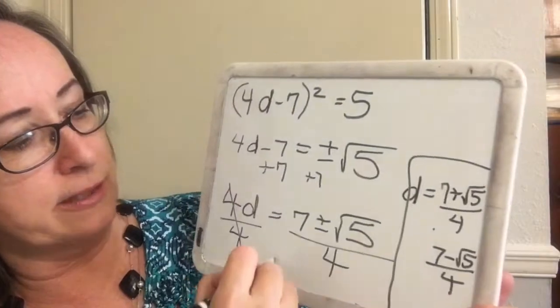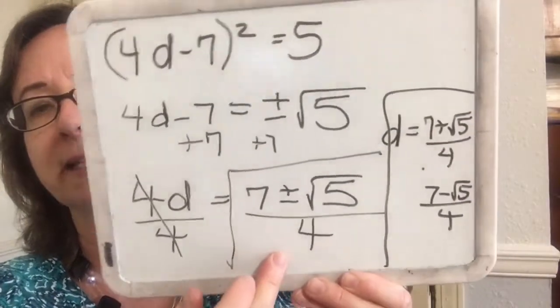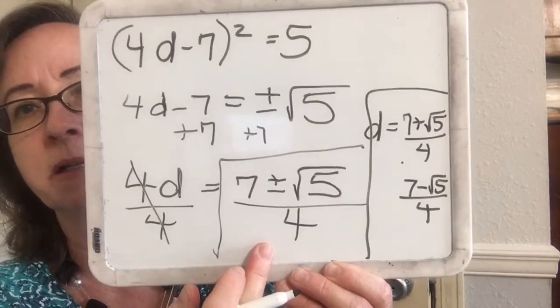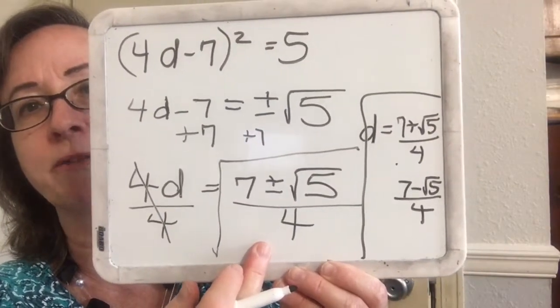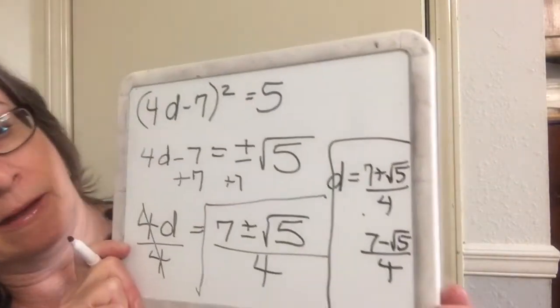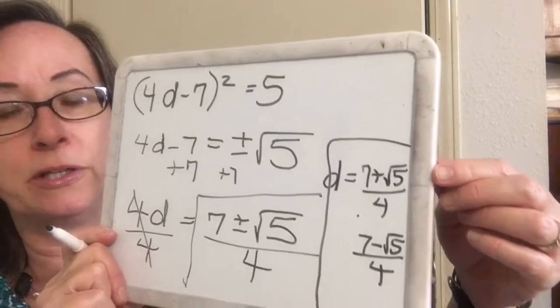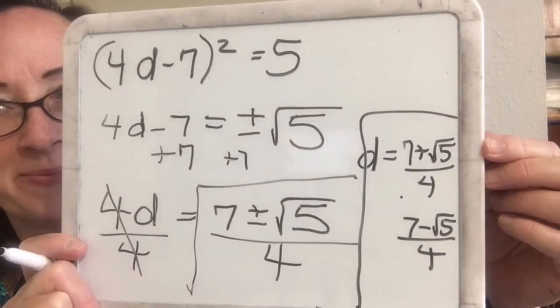But it is also fine to leave it in this form. This is an acceptable form. 7 plus or minus the square root of 5 over 4. And then this is also fine to break them apart and put the two different answers down.